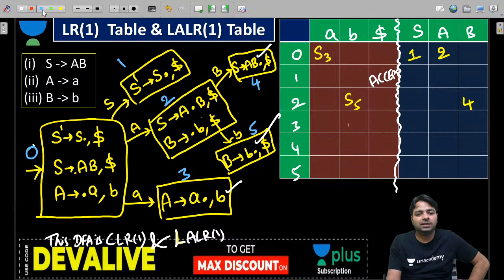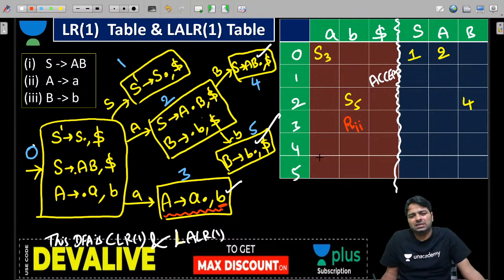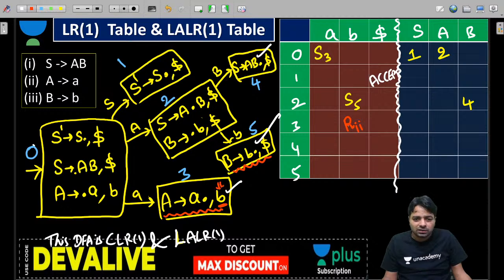Now start giving entries, guys. This one. Here B is there. So under B you have the production 2, in row 3 under B you have production 2. Okay, already this grammar was LR0, guys, so don't worry much about it. And next, under dollar, because dollar is already there. Dollar, look at this one. Dollar is already there. So under dollar you will have row 5, you will have the production number R3. 1, 2, 3. And this looks the same as SLR1 because the grammar was already SLR1.